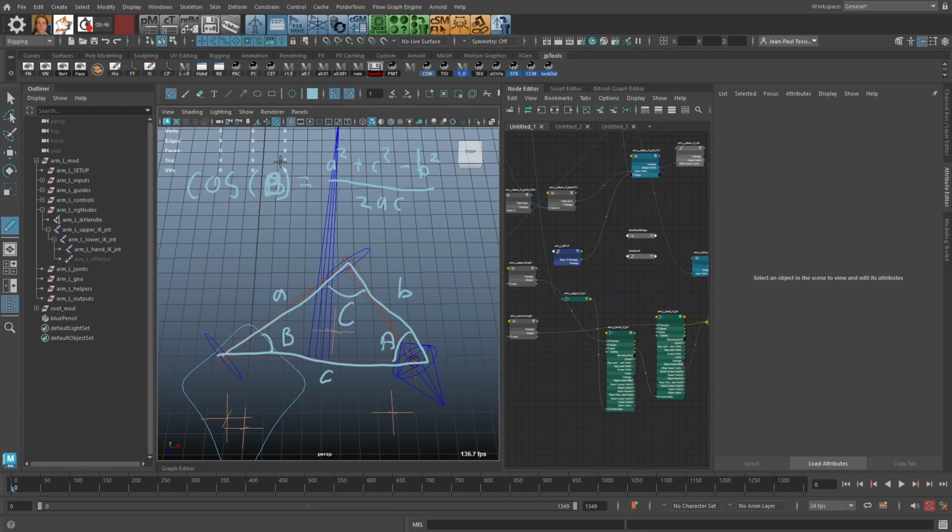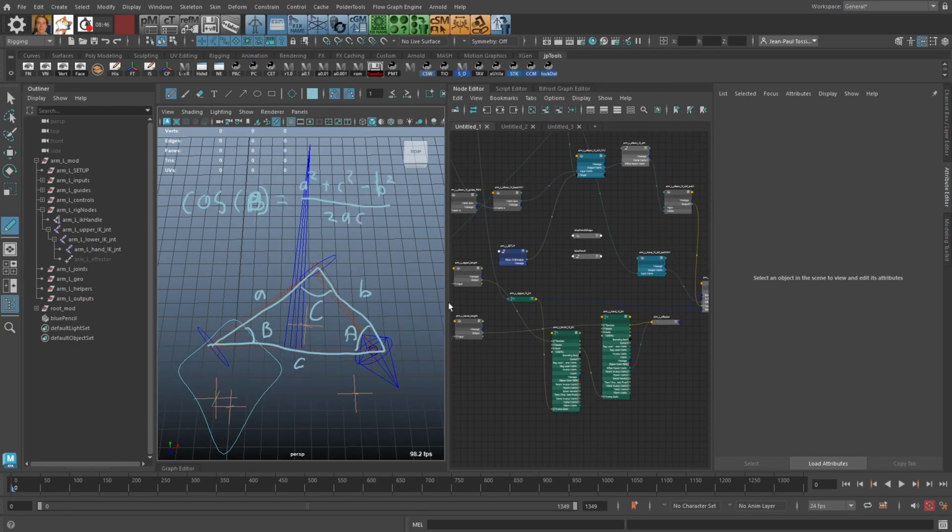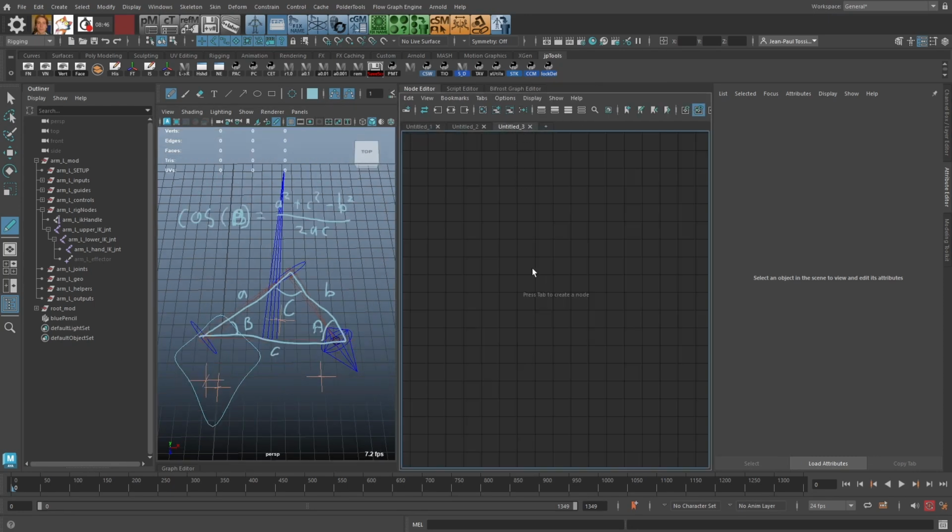So if we take the result of this and take the arc cosine of this result, we will get the angle of B, and we can use that to set the angle of the IK solver. So if you imagine that in the default state of the bone, so to speak, it would be pointing straight to the end. Then you can rotate it by B to get to this rotation angle. So let's look at how we could set this up in the Maya node editor. So let's open up a new tab.